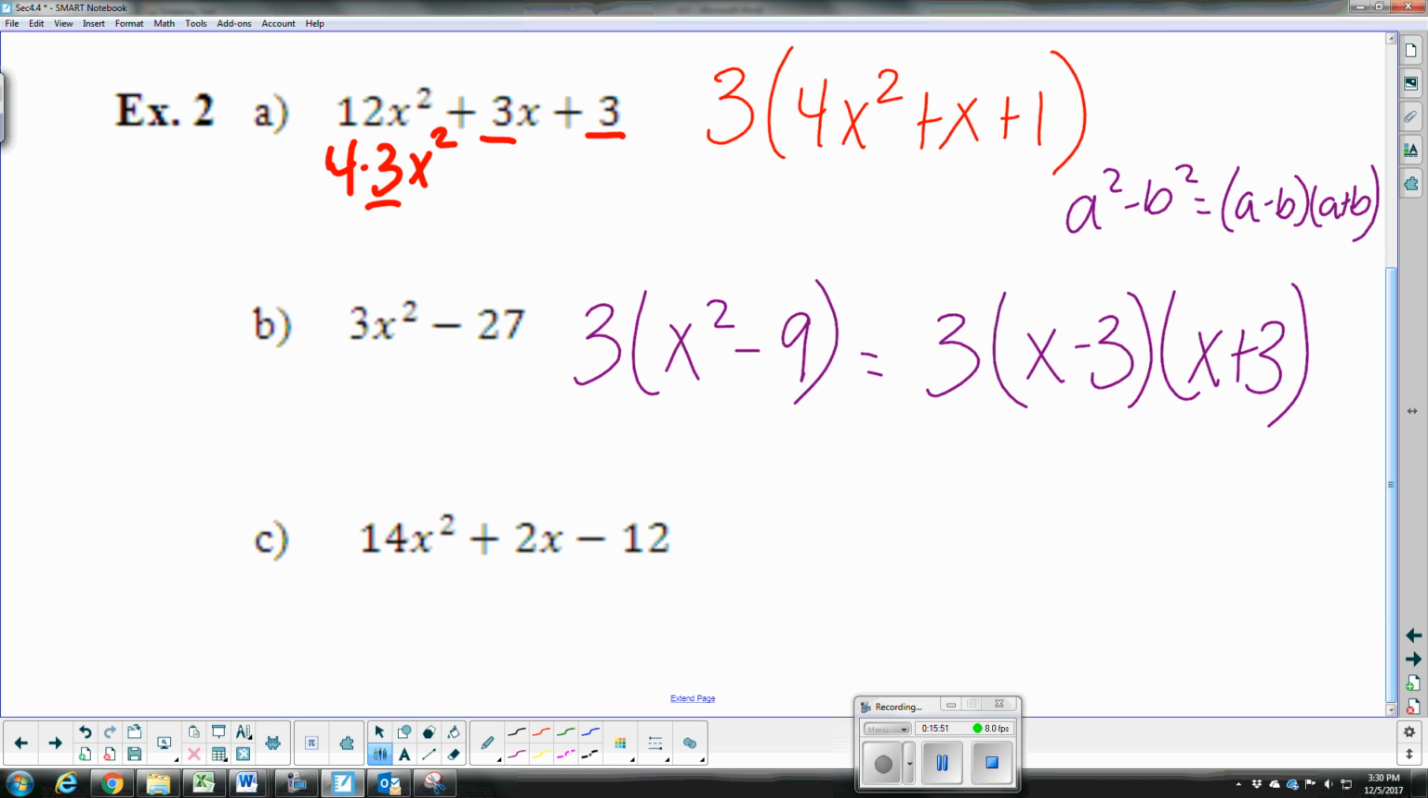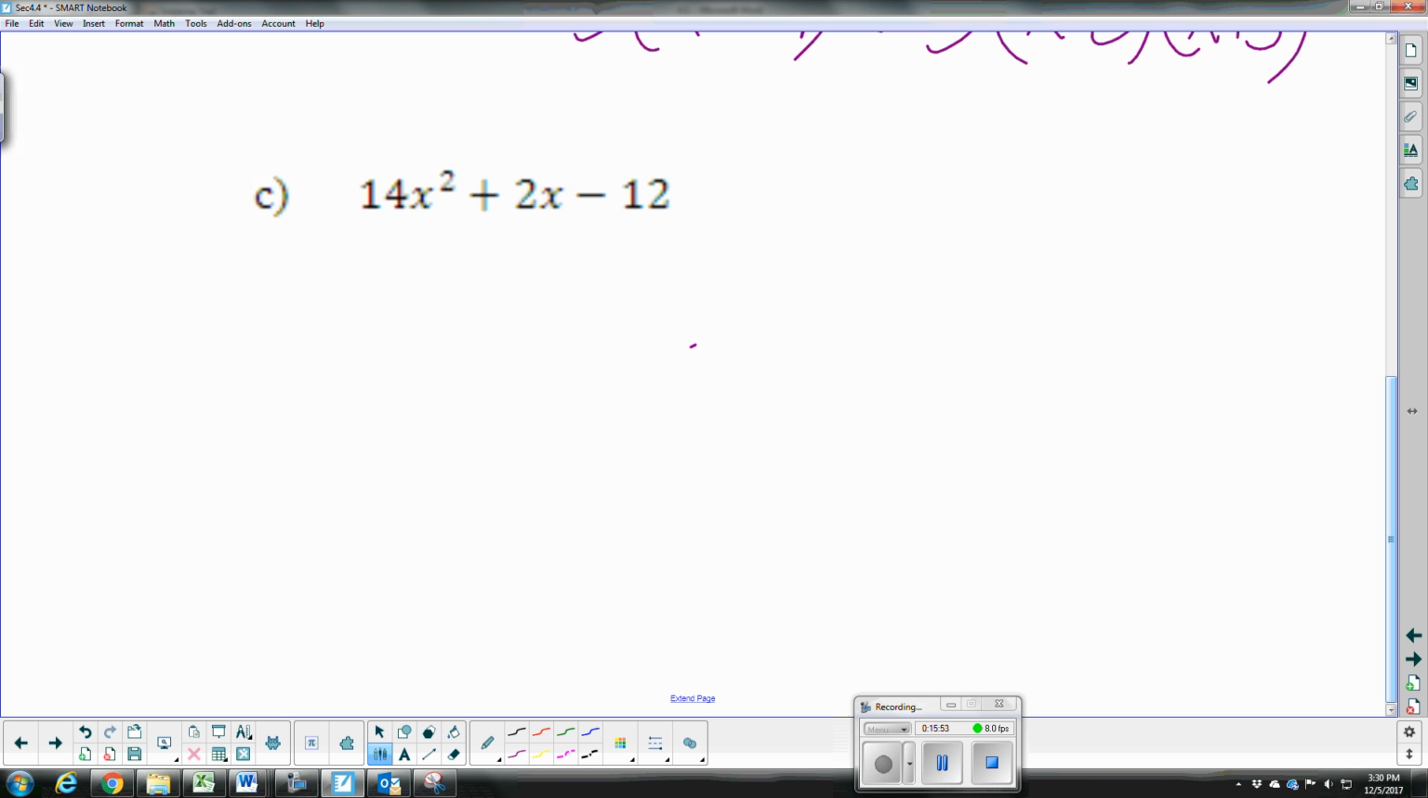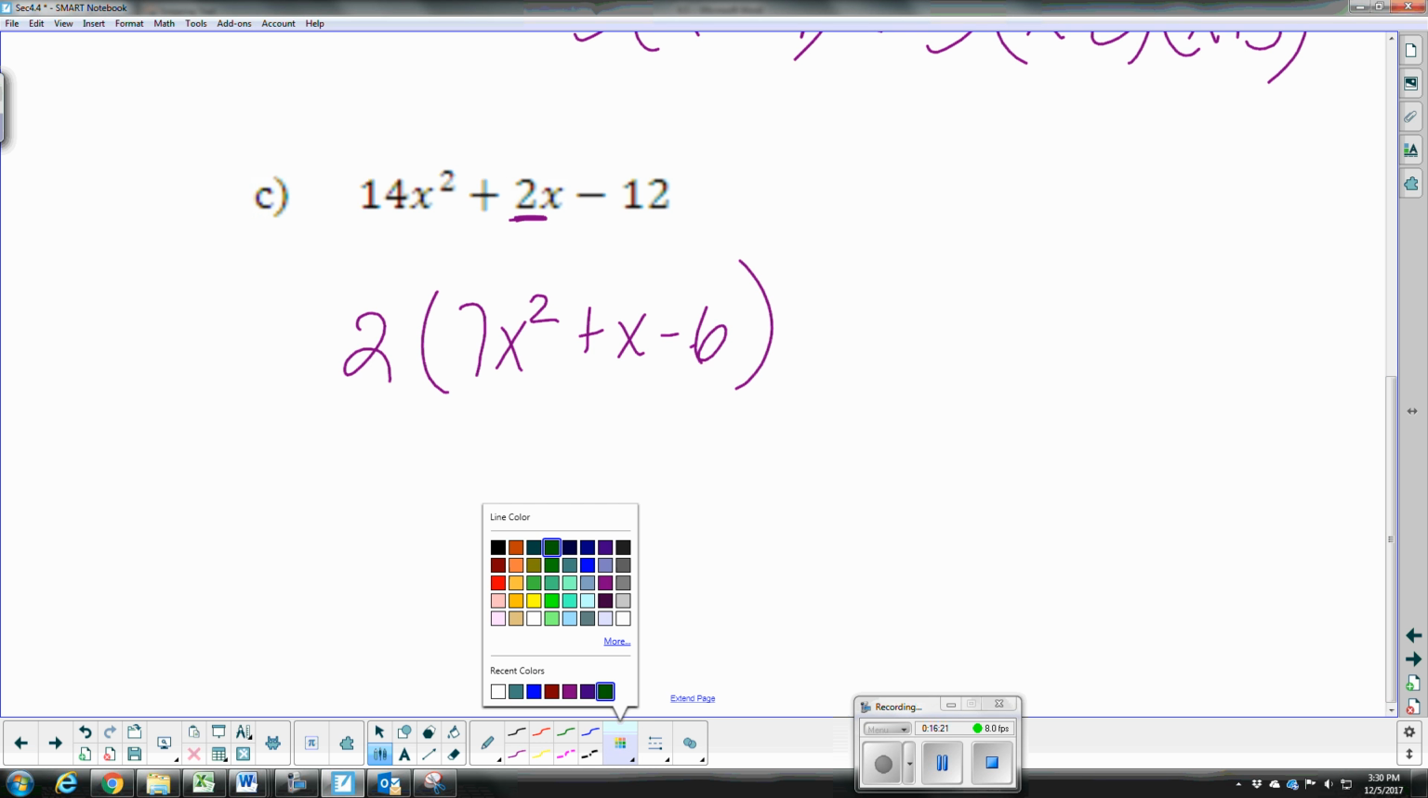Okay, and then let's look at the last one. So for this last one, we have a common monomial term. We have 2, and 2 goes into 14, and 2 goes into negative 12. So we're going to factor out that 2. So we get 2 times 7x squared plus x minus 6. So now let's try and factor 7x squared plus x minus 6.